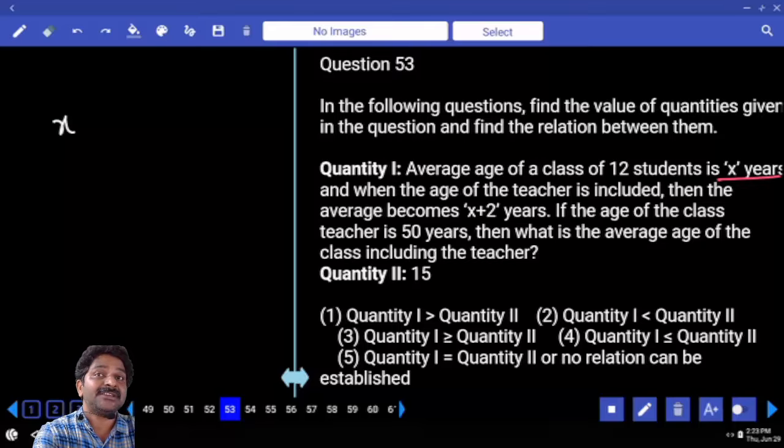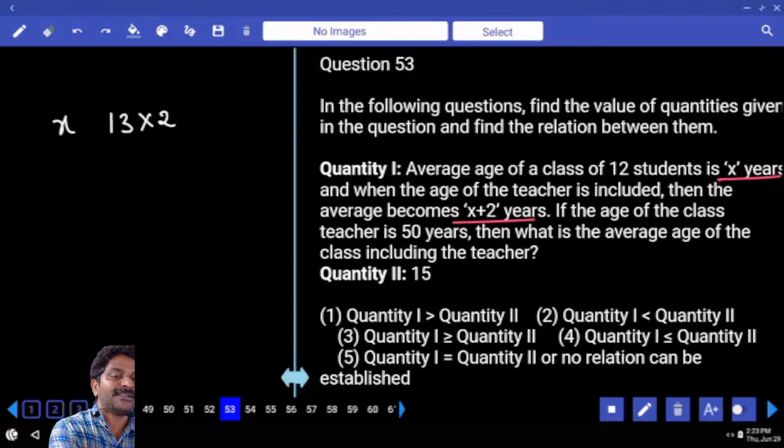But after the teacher is included in the group, what happened to the average? It becomes X plus 2, that means increased by 2. The average increased by 2 for how many people? 12 students are already there and the teacher is also added, right? So for how many people did the average increase? For all 13 people, for each member it increased by 2 only. Then the age of the teacher must be X plus 13 into 2 only, and which is mentioned as 50.